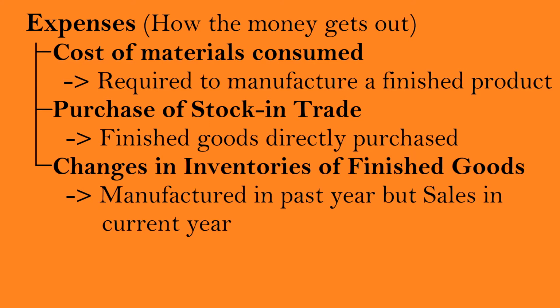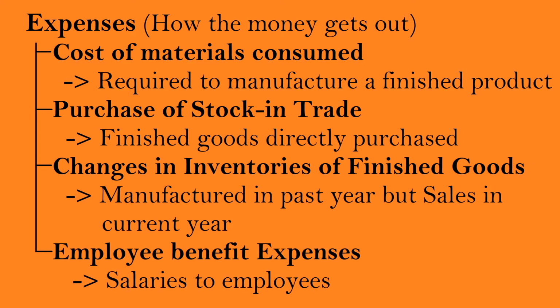Next one is change in inventory of finished goods. Change in inventory of finished goods refers to the cost of manufacturing incurred by the company in the past, but the goods manufactured in the past were sold in the present financial year. Next one is employee benefits expenses. These are expenses to the company but all are income to employees. For example, the company has to pay salaries or bonuses to employees.